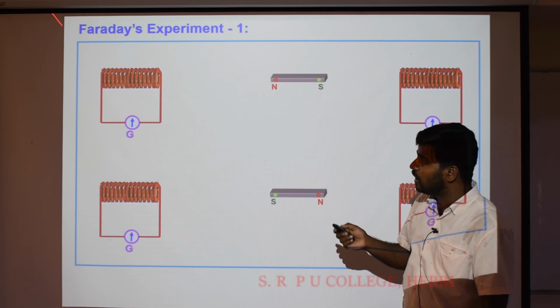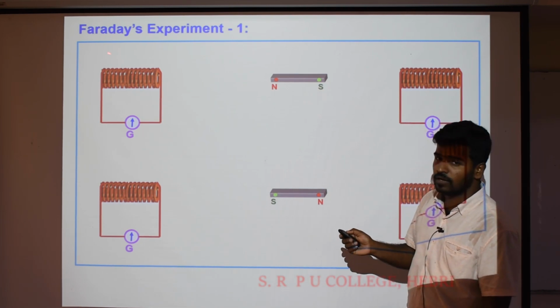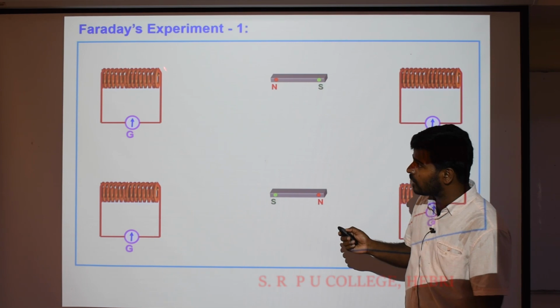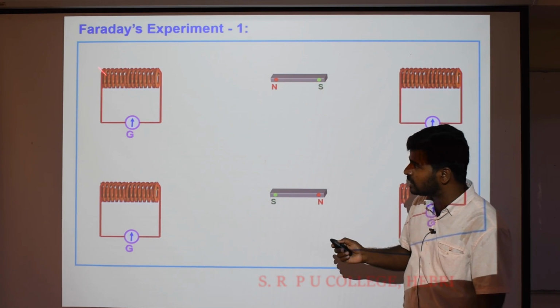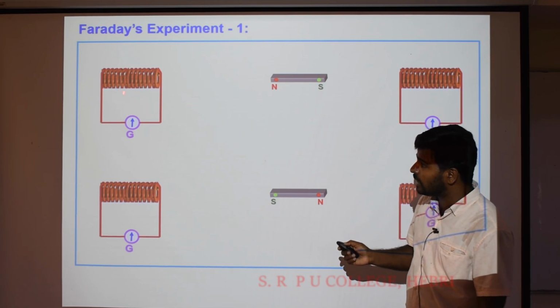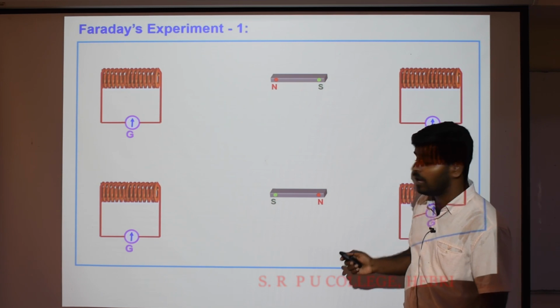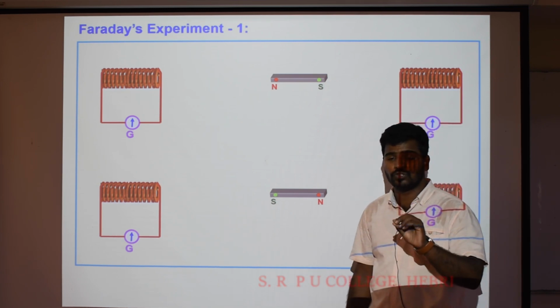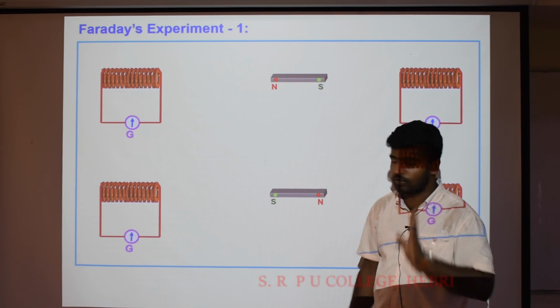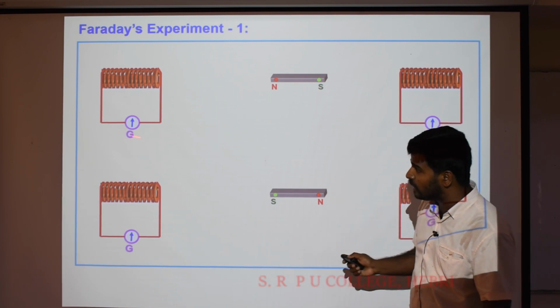See here the circuit, here it is a current carrying coil. That is considered to be a current carrying coil connected to a sensitive galvanometer. Galvanometer is a device which is used to measure the electric current in a given circuit. Therefore a coil is connected to a galvanometer.